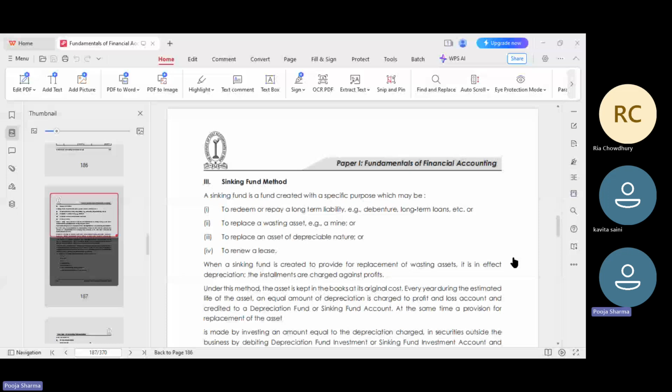Let's take a look at the formula. D is the depreciation. How to calculate depreciation? C means the cost of the asset, then bracket 1 plus I, where I means the rate of interest. If the rate of interest is 5%, we can say 1.05, that is 1 plus 0.05. And n is the number of years we are expected to use the asset.